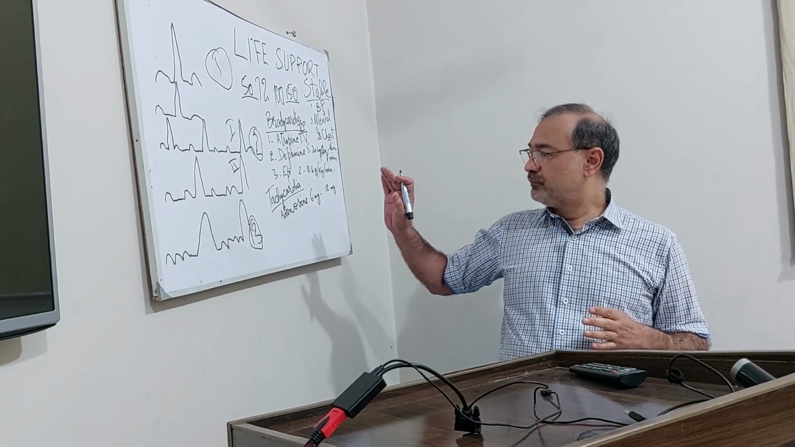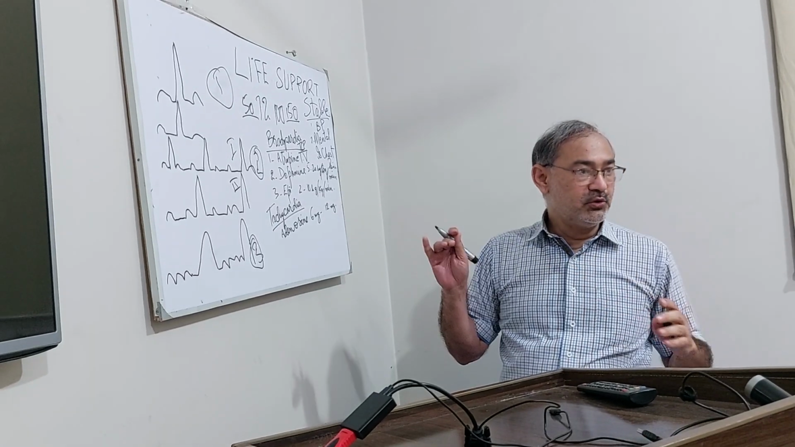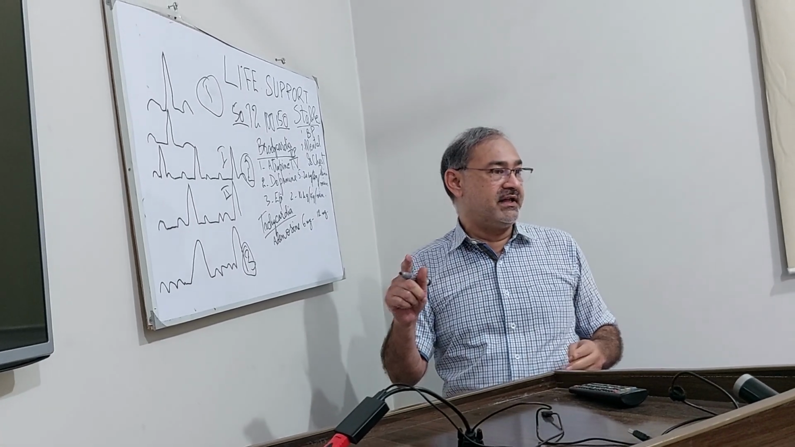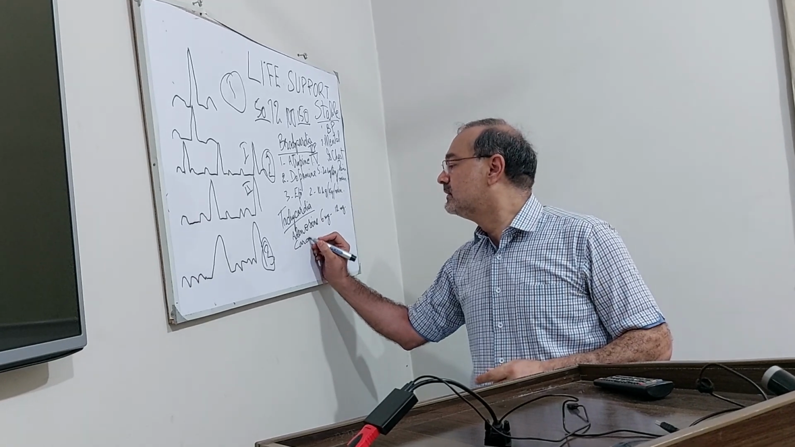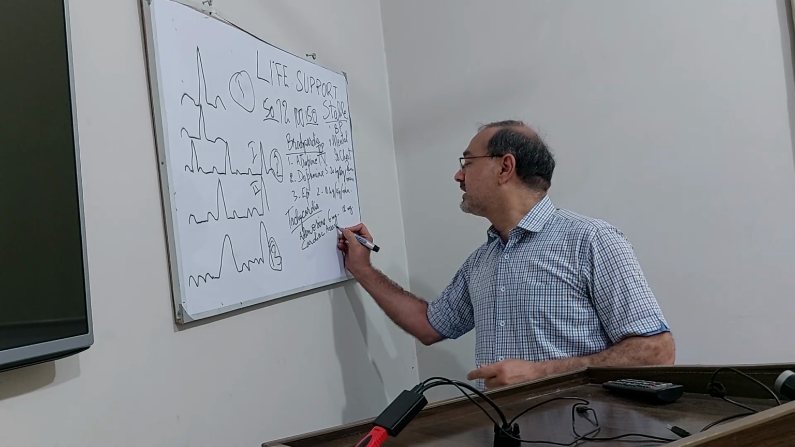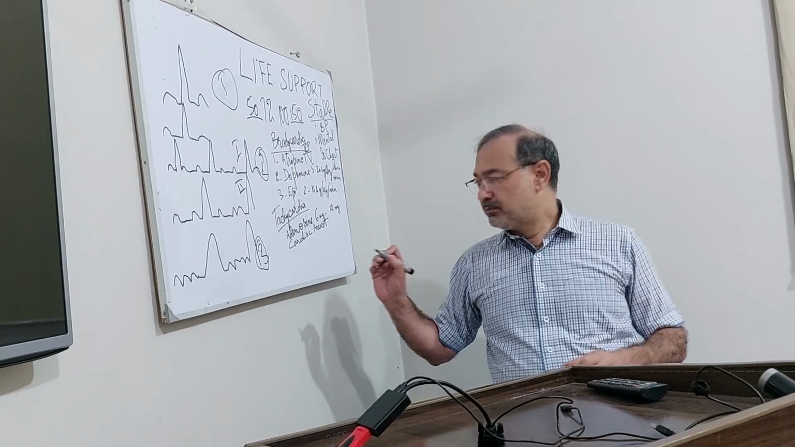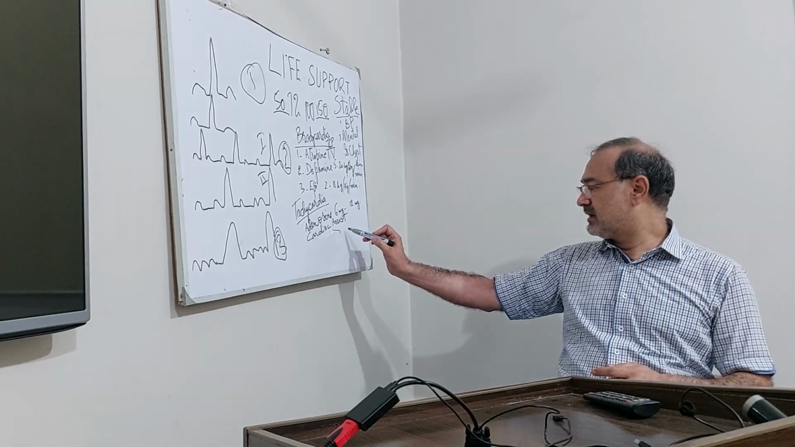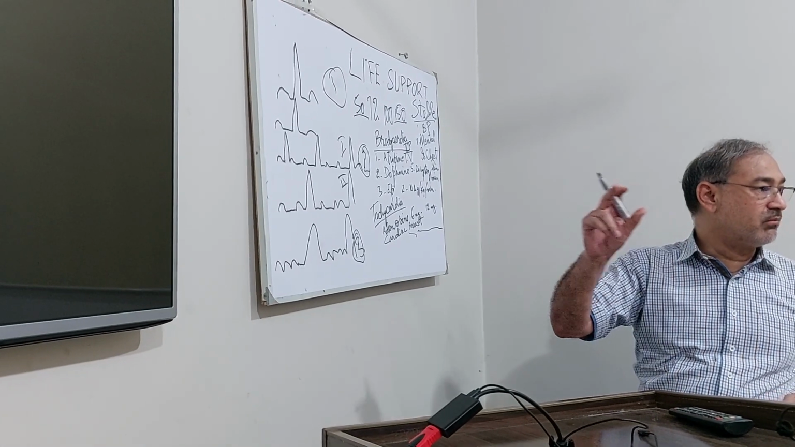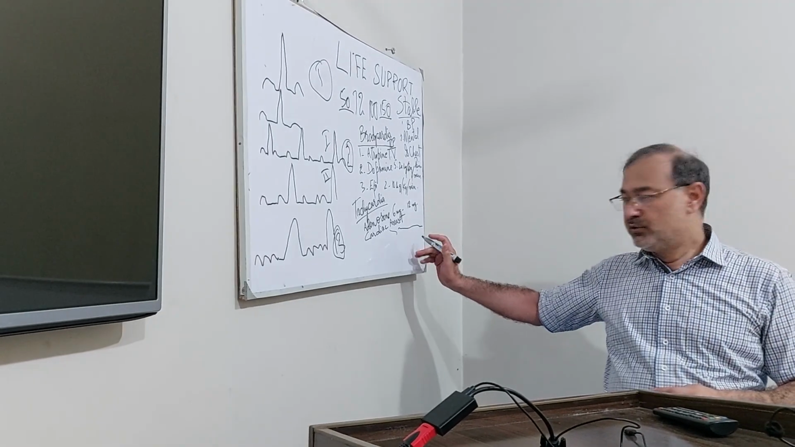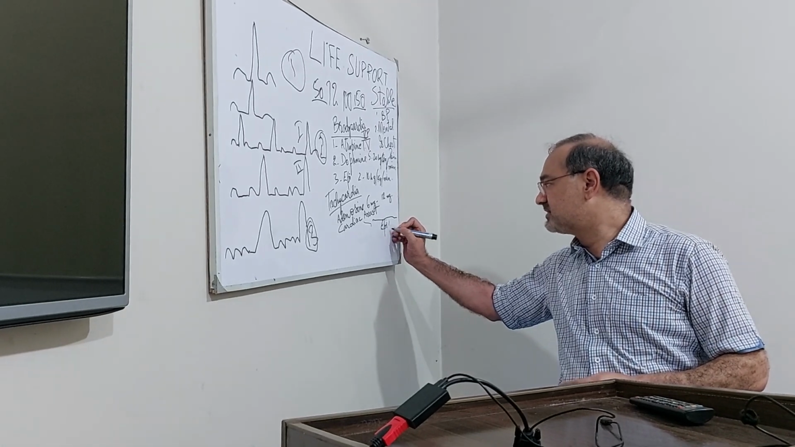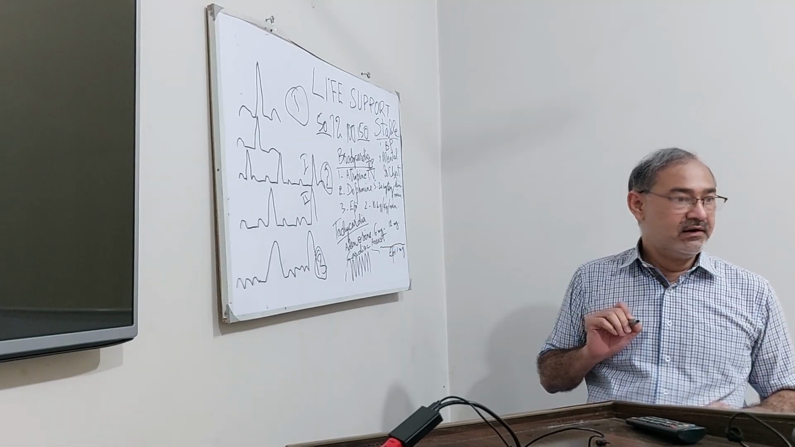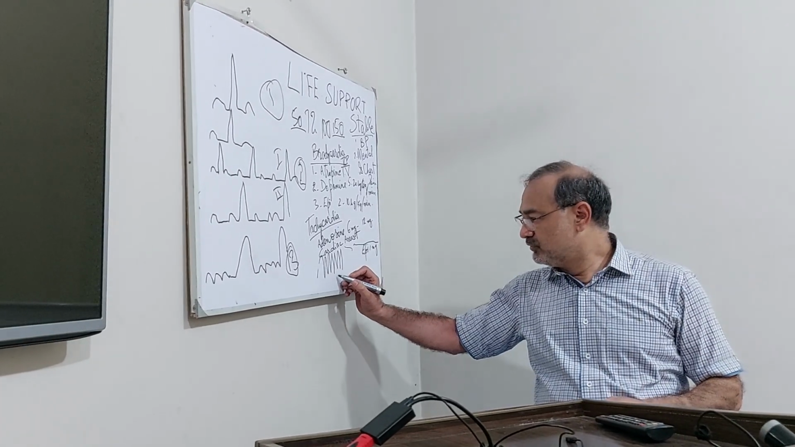Now, if there is a rhythm on the cardiac monitor but there is no pulse, then it means there is cardiac arrest. In cardiac arrest there are 2 possibilities. One possibility is asystole. Asystole means there is no electrical activity. You will have a straight line on the cardiac monitor. So if there is asystole, you will give epinephrine 1 milligram IV stat. But if there is ventricular tachycardia like this, or ventricular fibrillation, then you will give a cardiac shock.